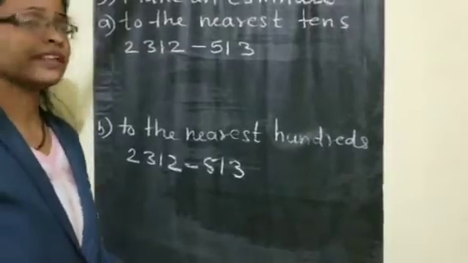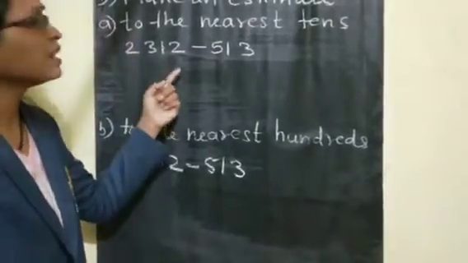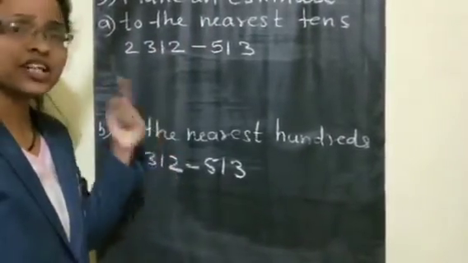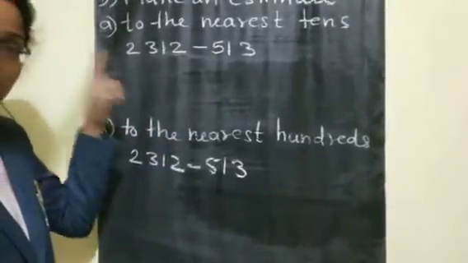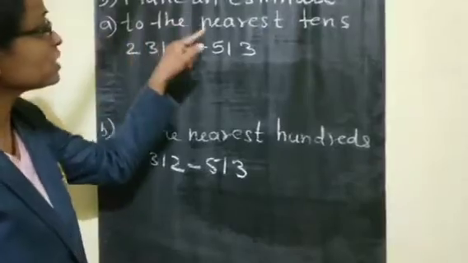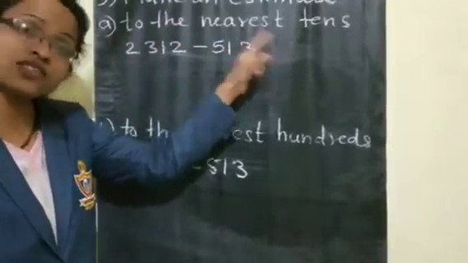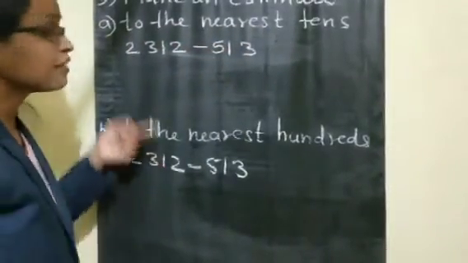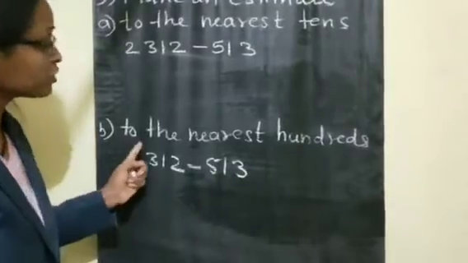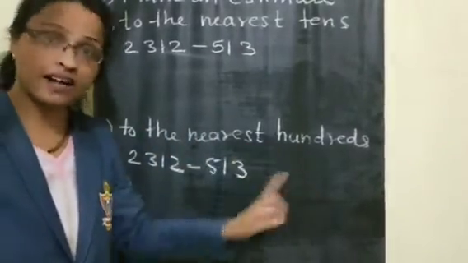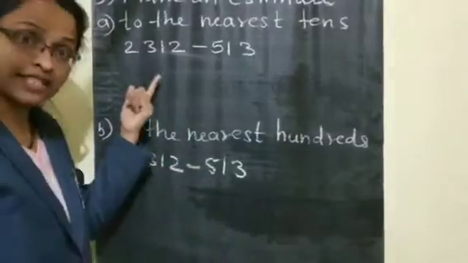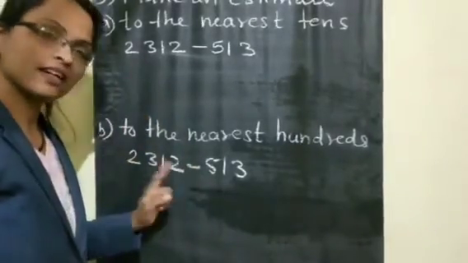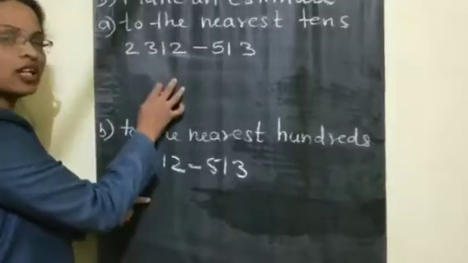So now children, let us see the D part. Make an estimate, and in that question they have given two sub questions. First question, for the given number you have to do the estimation for the nearest tens, and after that for the same number you have to do the estimate for the nearest 100 also. So let us take a similar example and try to estimate for tens and 100 place.